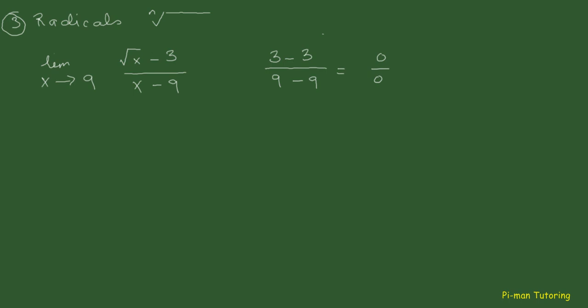So can we factor it? No, we can't. Can we use conjugates to simplify the expression? Yes, we can. So let's do that. Let's multiply this top, root x minus 3, by its conjugate, root x plus 3. And whatever we do to the top of a fraction, we must do to the bottom in order to preserve its value.